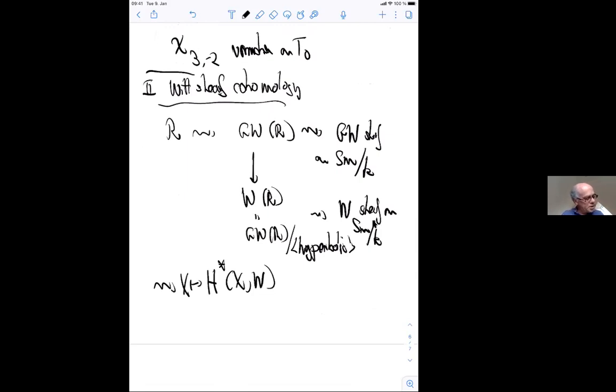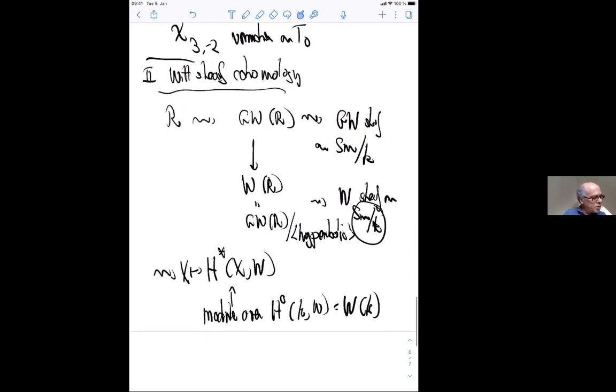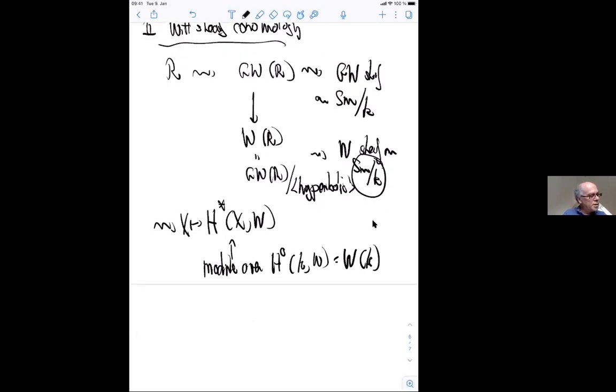And this is then a module over H0. We're talking about things on smooth varieties over K. So on H0 on Spec K of W, which is just the Witt ring of K. All right, so that's the basic object.